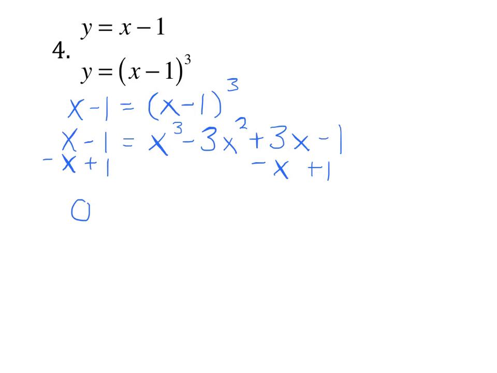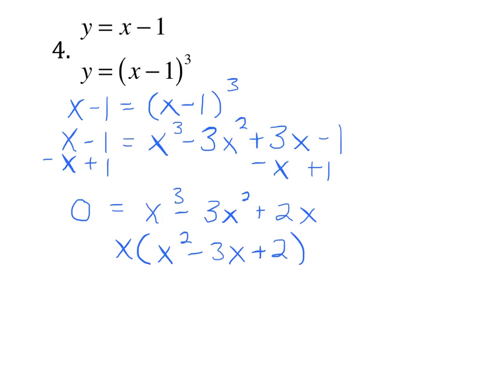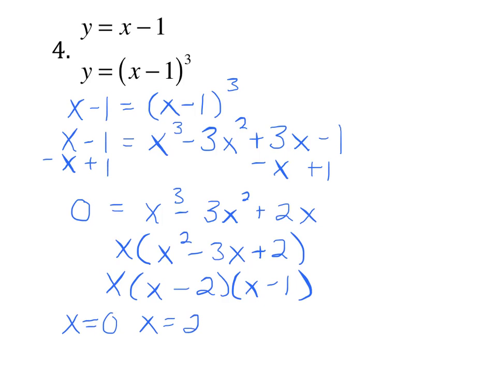So we get 0 equals x cubed minus 3x squared plus 2x. And it looks like I can factor out an x. So I'll get x squared minus 3x plus 2. And factoring further, I'll get (x minus 2)(x minus 1). So for this problem, I have three solutions. One at x equals 0, x equals 2, and x equals 1.